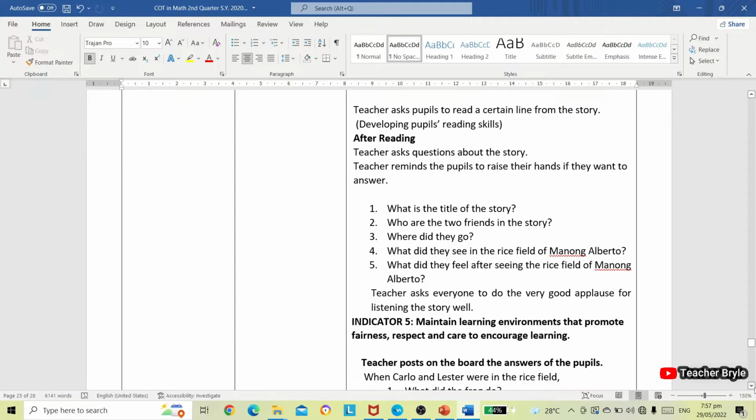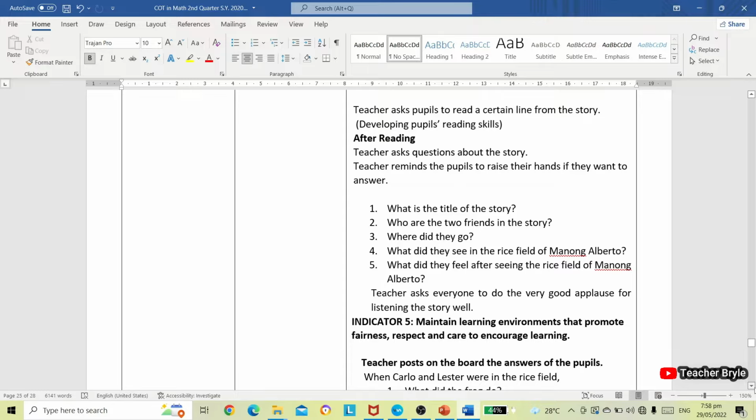Teacher asks pupils to read a certain line from the story. Developing pupils' reading skills. After reading, teacher asks questions about the story. Teacher reminds the pupils to raise their hands if they want to answer.